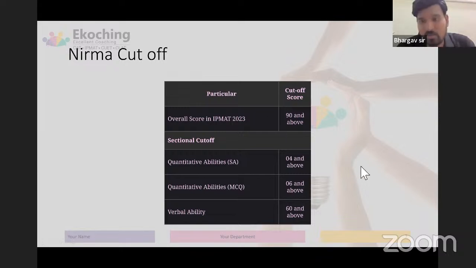So from my side, what I would want to say, this would be the cutoffs for you. And the paper was moderate overall, right? I'm sure you must have enjoyed while giving the paper, some of you or most of you, right?